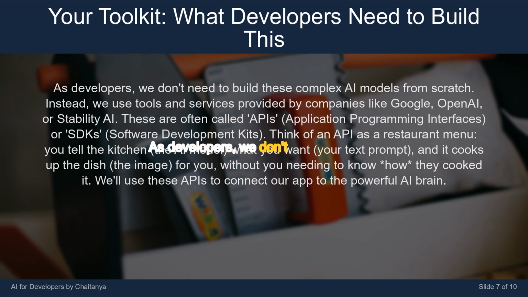As developers, we don't need to build these complex AI models from scratch. Instead, we use tools and services provided by companies like Google, OpenAI, or Stability AI. These are often called APIs, Application Programming Interfaces, or SDKs, Software Development Kits. Think of an API as a restaurant menu. You tell the kitchen, the AI model, what you want, your text prompt, and it cooks up the dish, the image, for you, without you needing to know how they cooked it. We'll use these APIs to connect our app to the powerful AI brain.